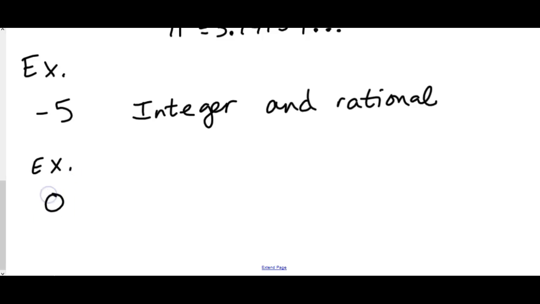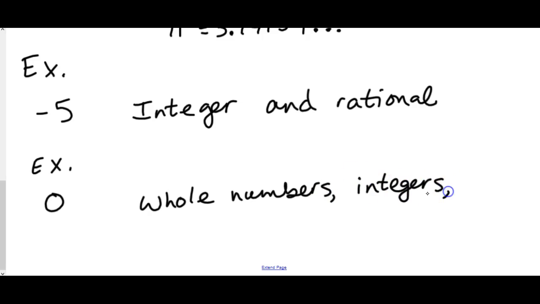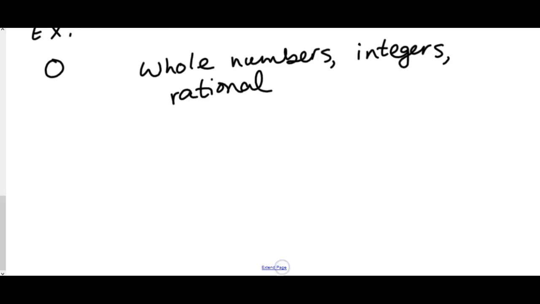Say we have 0. Natural numbers didn't include 0. Whole numbers included 0. Integers included 0. And rational numbers included 0. So again, it can be classified as multiple things. It's also possible that it just has one classification only.